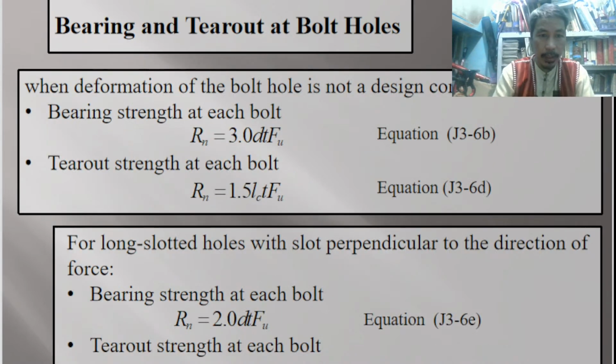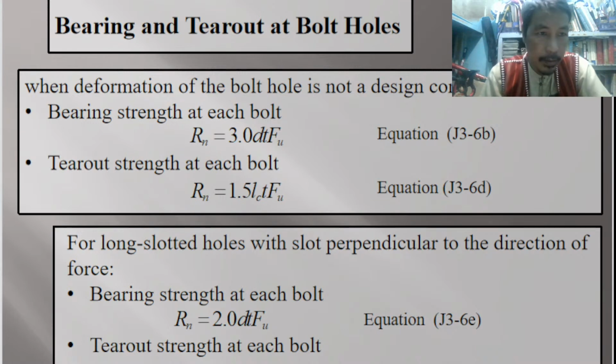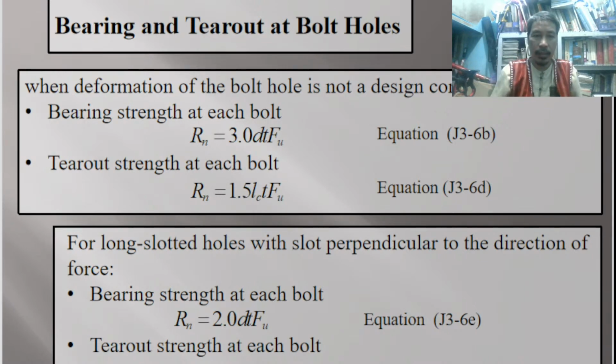Then for the last slide in this topic, bearing and tear out, when deformation of the bolt hole is not a design consideration, okay? There is no bolt hole deformation. Bearing strength is Rn equal to 3.0 d t Fu. That is now J3-6b of the code.